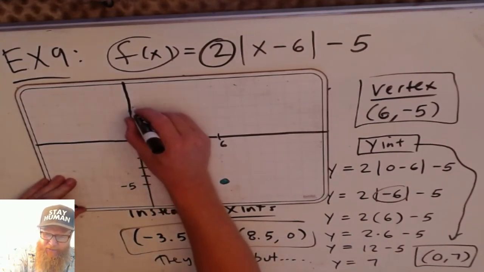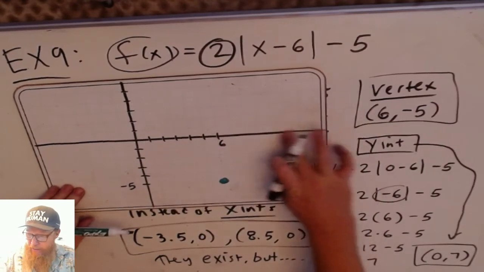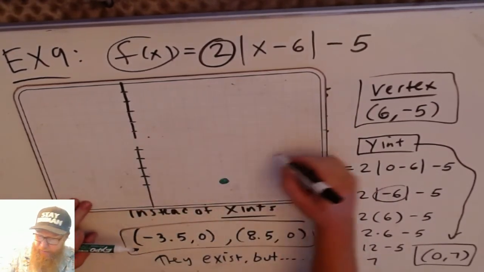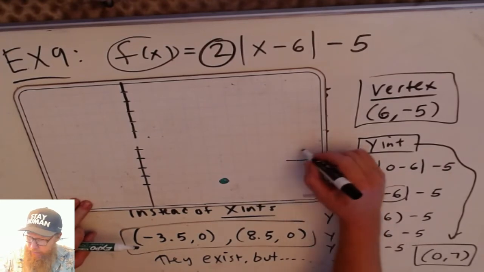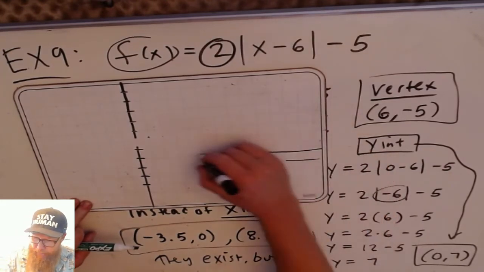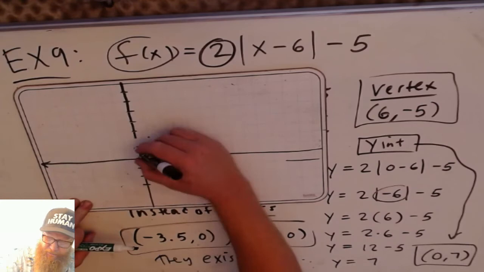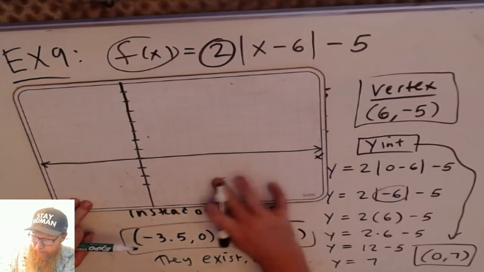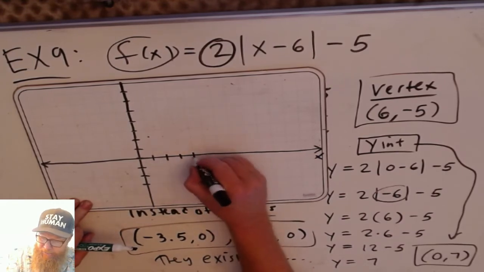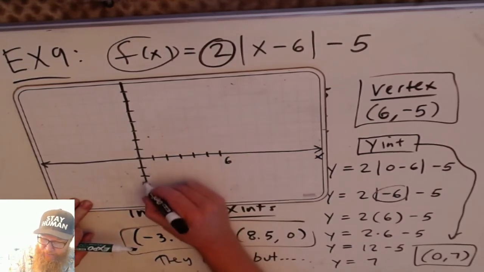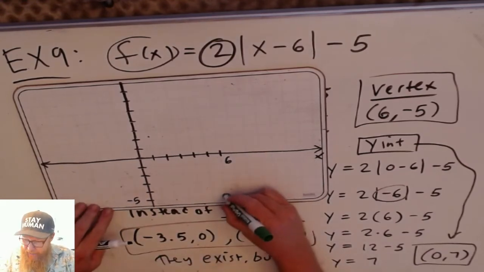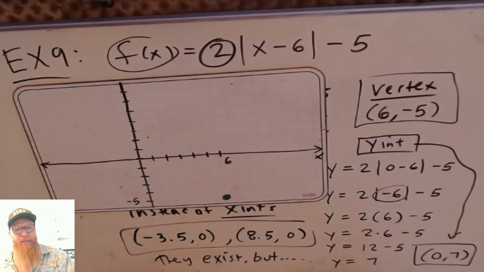1, 2, 3, 4, 5. Oh no, sorry. I should have planned that one out a little better. Redo. Start that over again. 1, 2, 3, 4, 5, 6. 1, 2, 3, 4, -5. There's my vertex. And then there's 0, 7.